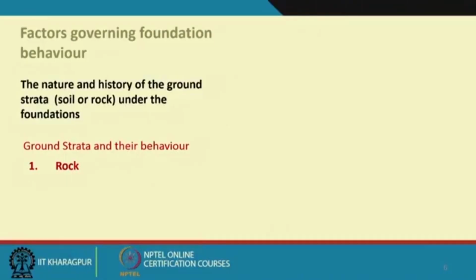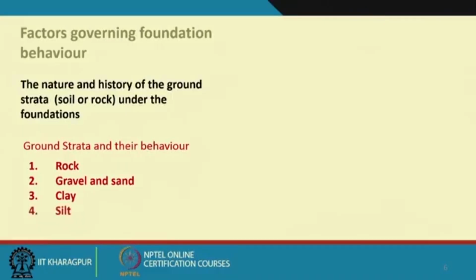So, we cannot just say that rock is generally not a problem. There are problems depending on which type of rock, and sometimes a different combination of the rock strata can create a problem. But generally the rock is not that much of a problem. The second is the gravel and the sand. Now, when we talk about the gravel and the sand, and then there is clay and there is silt, there are four broad categories of the ground strata which we can see.